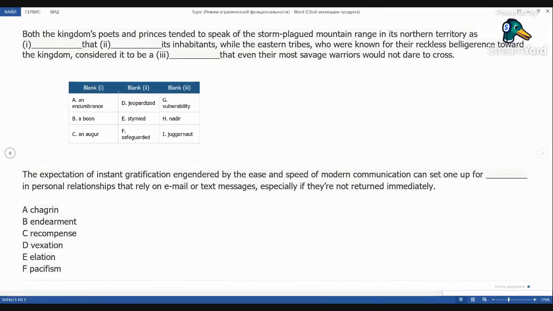So let's read the question itself, the stem of the question. Both the kingdom's poets and prince tended to speak of the stone-plagued mountain range. So here you can see, let's say, the beginning of the sentence. And we can see that the sentence is complex, and here "while" can be observed. So it means that there are two opposite sides of the question.